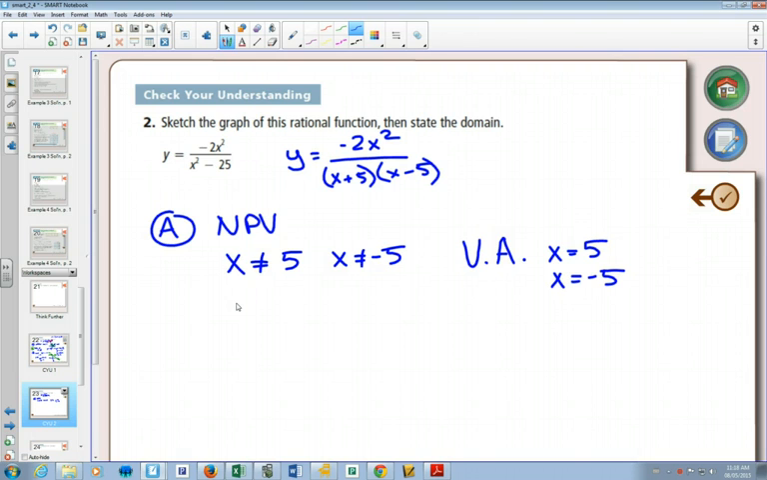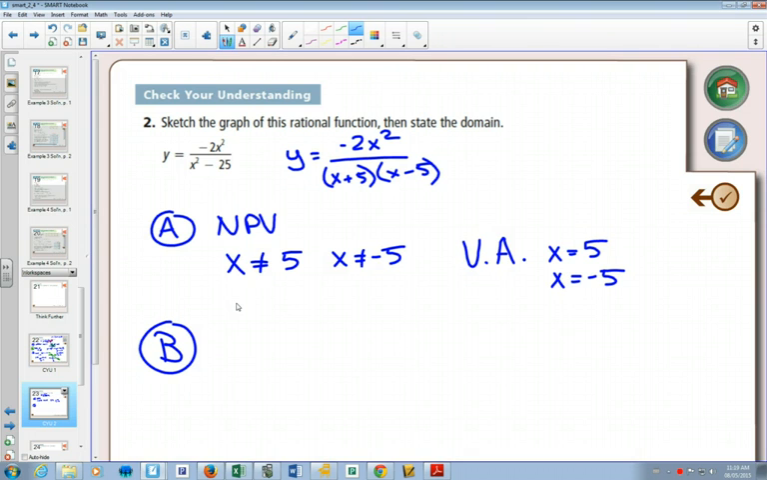So that's our step A, looking at our non-permissible values and figuring out if we have holes or vertical asymptotes. Since this one didn't simplify to a line, we do have to look: are there going to be horizontal asymptotes for this one? Are there going to be oblique asymptotes?